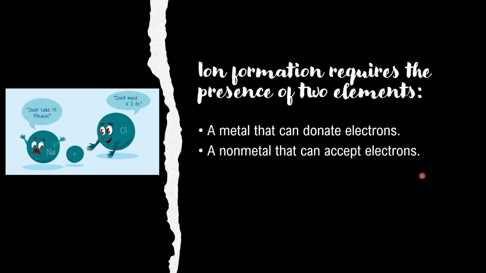Ion formation requires the presence of two elements, a metal that can donate electrons and a non-metal that can accept electrons. Always remember that for a substance to become ionized, there must be a substance that has donated the electron and a substance that will accept the donated electrons.